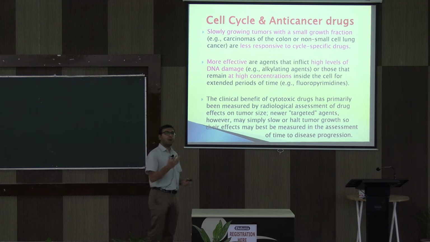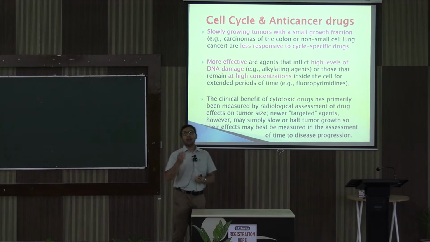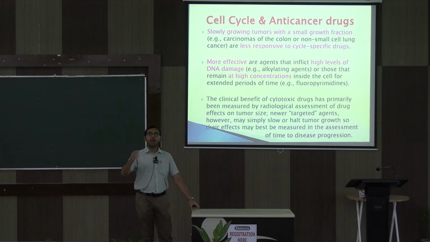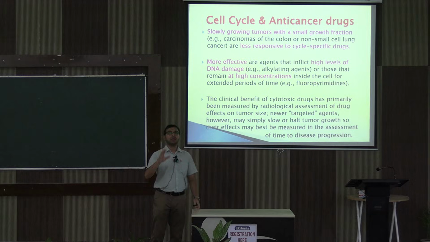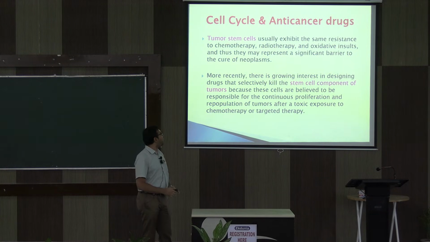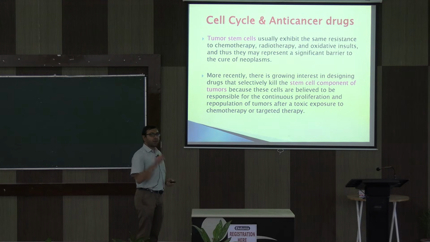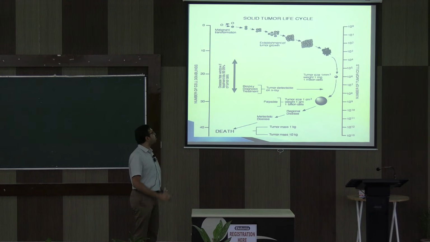Tumor size diminishes, and there are different types of biomarkers according to the tumors. We have to test this frequently to see how many cycles of the drugs are needed for the treatment. So stem cell components can also be targeted. Tumor stem cells usually exhibit resistance to chemotherapy, and there are different types of drugs that can also target these stem cell portions.